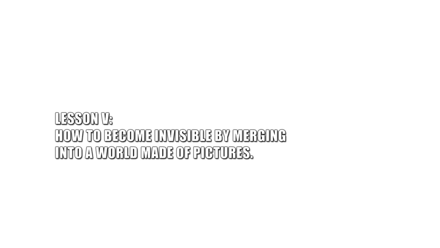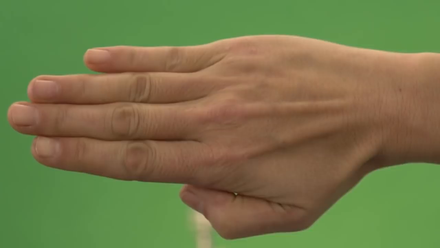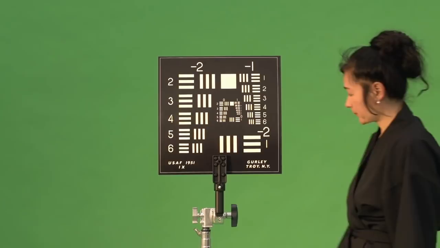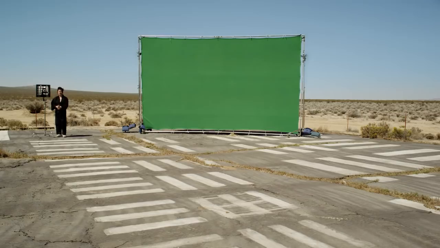How not to be seen. Lesson 5. There are 54 ways to merge into a world made of images. To hide. To remove. To go off screen. To disappear.